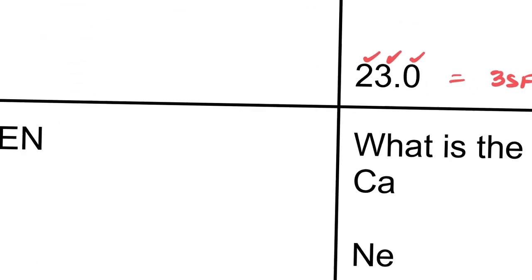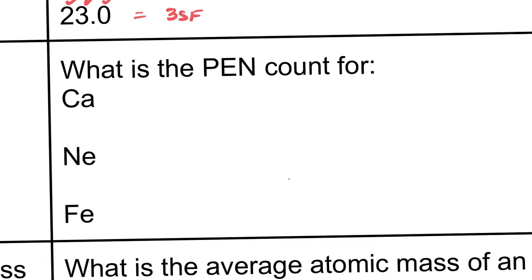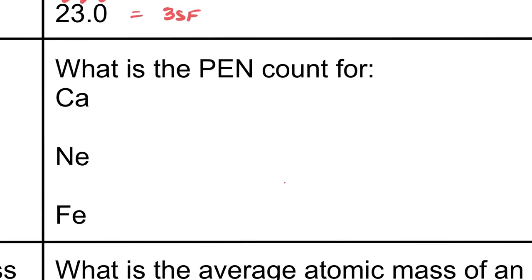The next section here asks us to look at the pen, and so here's the first question. What's the pen count for each of these elements? For that, we need to have access to a couple of bits of information. A useful piece of information here is going to be a periodic table.